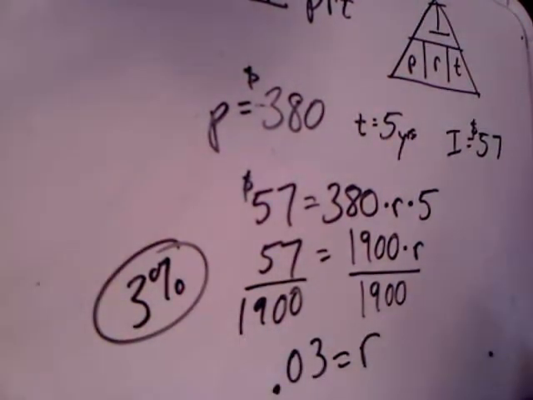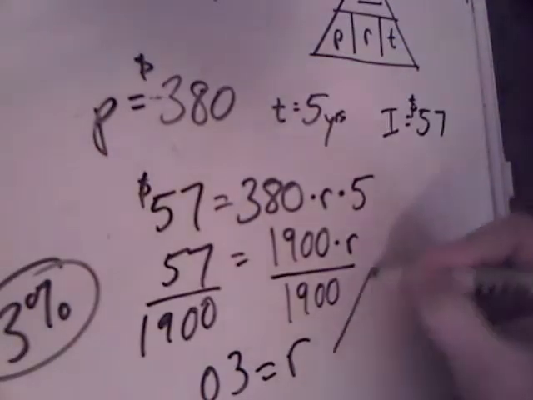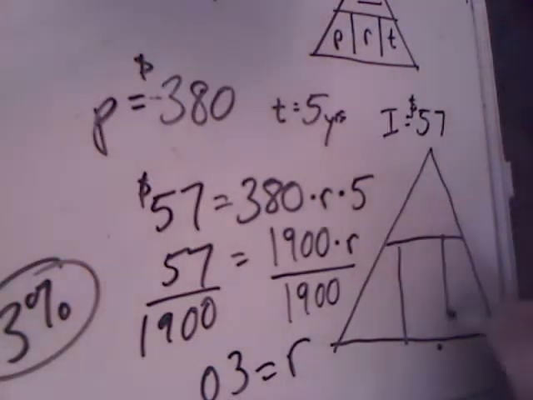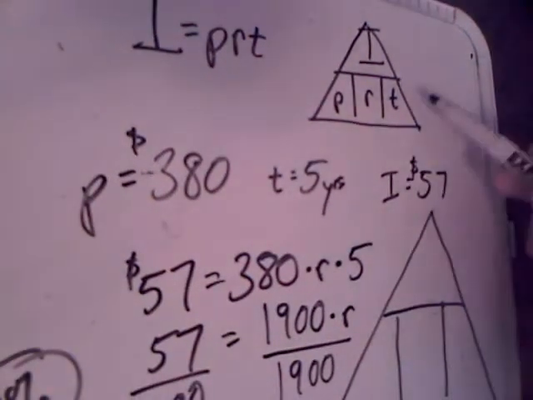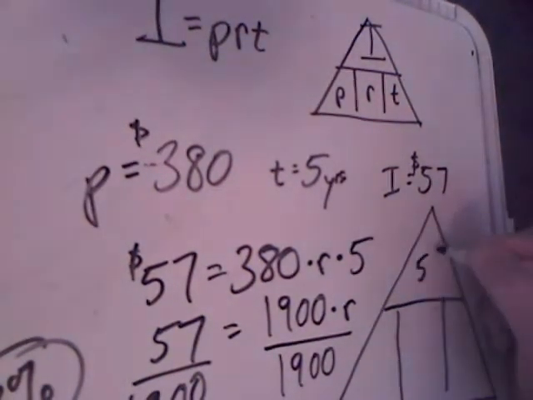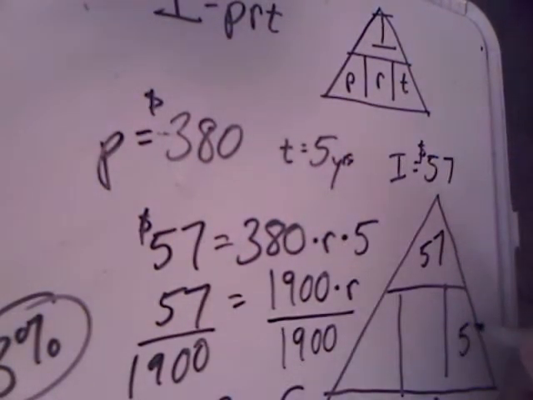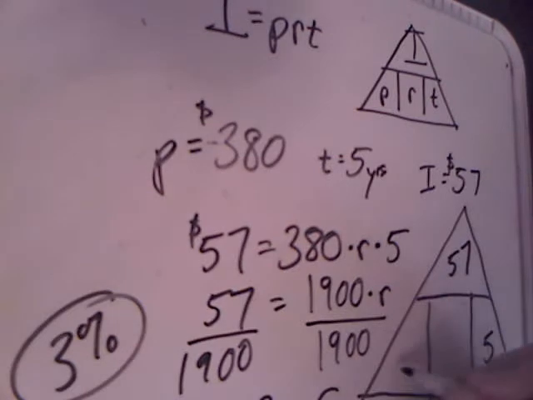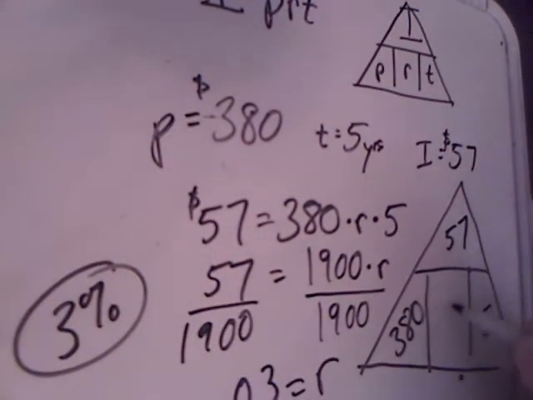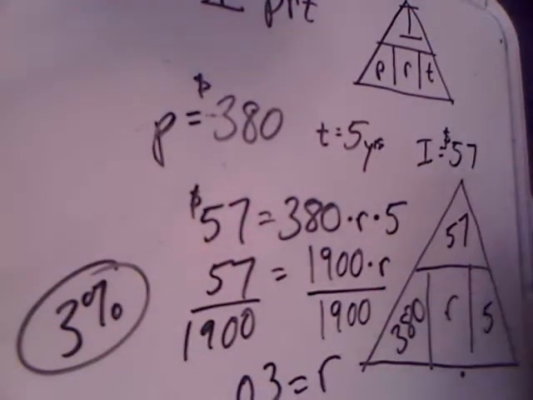This is figuring it out using the formula. If you choose to use the triangle up here, we're going to do the same thing that we did last time, which is we're going to set this up with I, P, R, and T. So because I know the interest was 57, I'm going to put that on top. The time was 5 years, so that goes here. The principal was 380. And I don't know what to put in here, so I'm just going to leave that. I could put X, I could put R, some sort of variable.